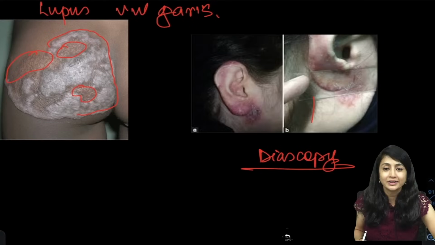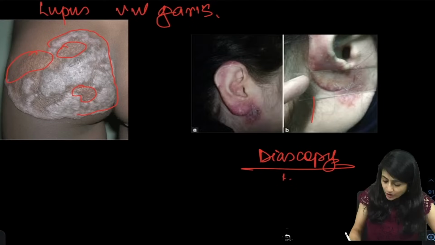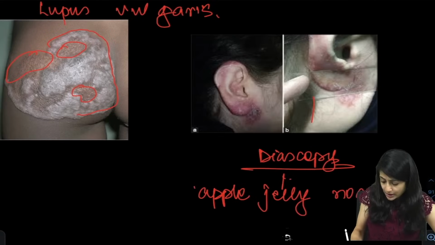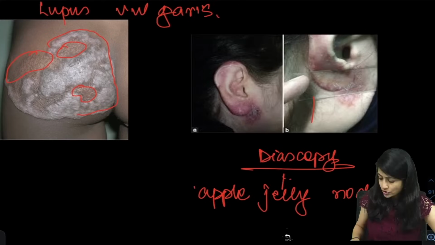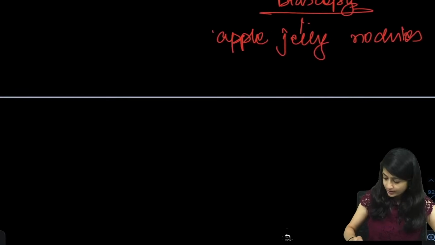So yes, you all are right. On diascopy, you see apple jelly nodules. So apple jelly nodules are seen on diascopy. Lupus vulgaris is the most common form of tuberculosis that you see in adults. Great, thank you so much.